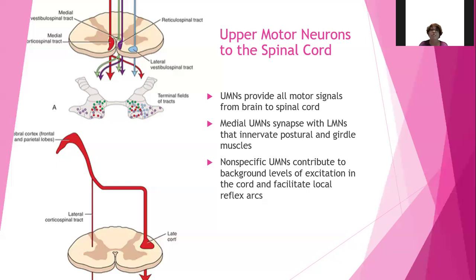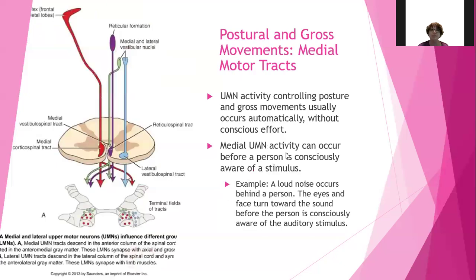There are some upper motor neurons that are considered non-specific, so they're not medial or lateral. They contribute to background levels of excitation in the spinal cord and they facilitate local reflex arcs. So they've all kind of got their job to do, basically. The medial motor tracts, they're postural and gross movements. So the upper motor neuron activity controlling posture and gross movements usually occurs automatically without conscious effort. It's not like we think about our posture 100% of the time.